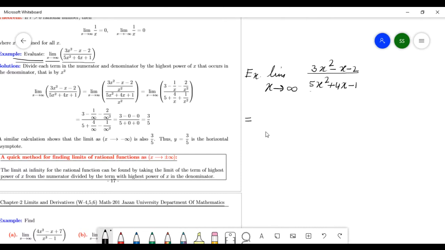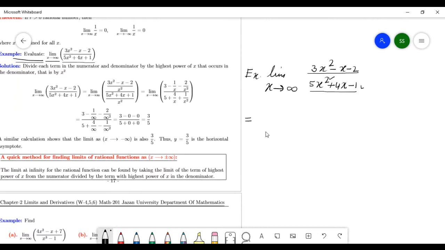Denominator. Look over here, the highest power of x. So the highest power of x here, this one, is x square. Okay, so divide all terms, all terms divided by x square.